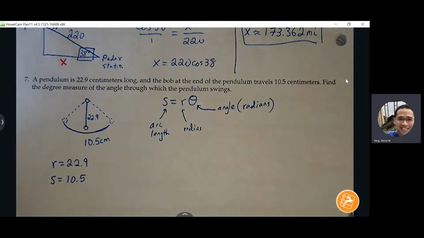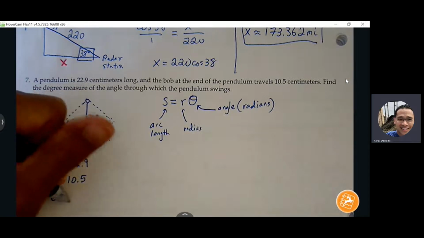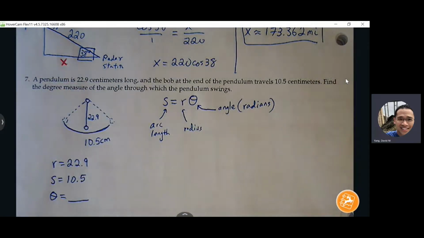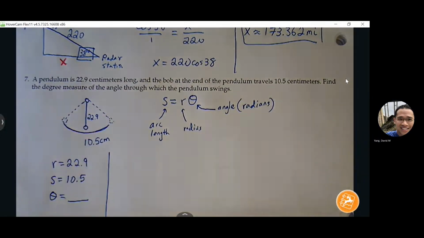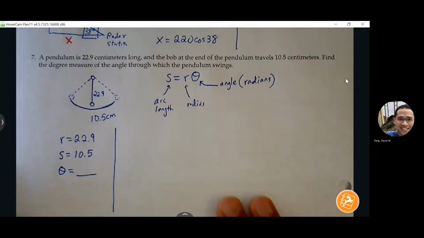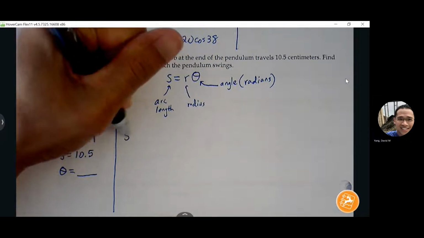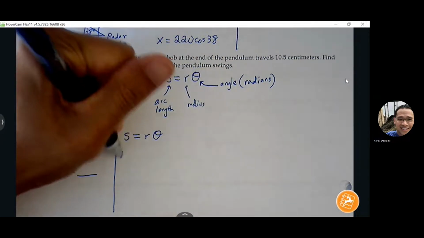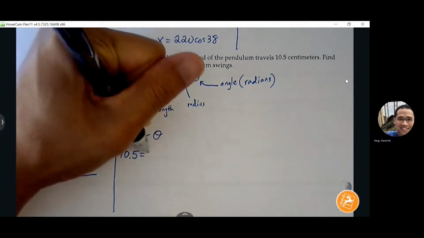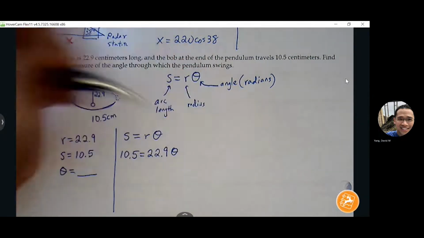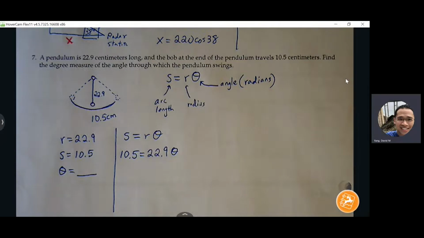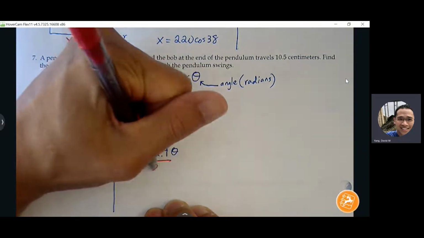It says find the degree measure. So we're going to find theta, but remember theta is in terms of radians. So we're going to do the degree measure later, right? But one thing at a time, let's find theta first. So I replaced S with 10.5, replaced R with 22.9, and now I want to solve for theta. So how can I solve for theta? Yeah, get that theta by itself, move that 22.9 to the other side.